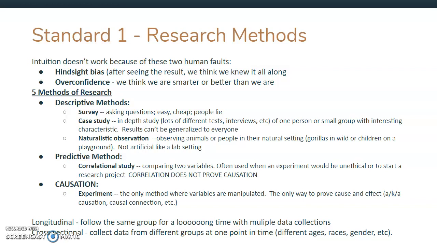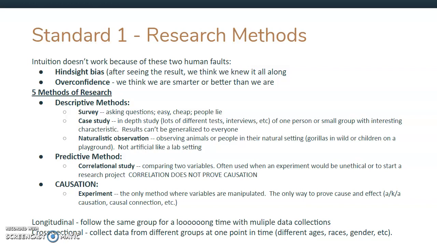Just always remember, I can't say it enough, correlation does not prove causation. So when you're comparing 2 variables and you're not manipulating anything, it's never going to give you causation. The only way to establish causation is through an experiment, and that's by manipulating variables. That is when you can establish a cause and effect relationship. Remember, it could say causation, cause and effect, causal relationship, causal connection. Anything causal can only be done through an experiment, okay?